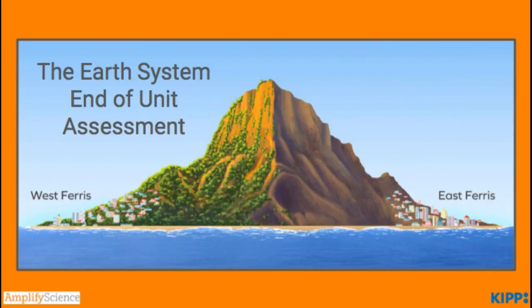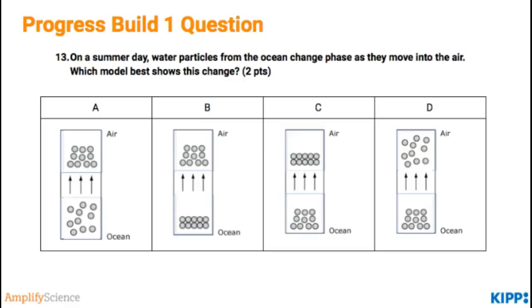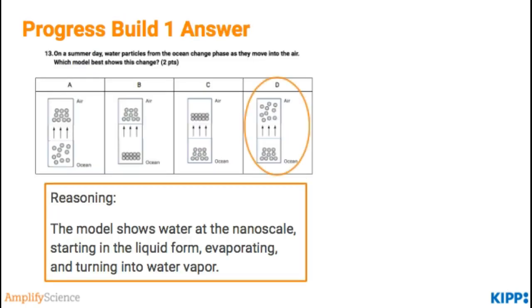And now we've reached the end of the unit. Please make sure you have the end of unit test on hand. Pause the video if you need to. Starting with Progress Build 1, the question asks, on a summer day, water particles from the ocean change phase as they move into the air. Which model shows this change? And the answer is D.